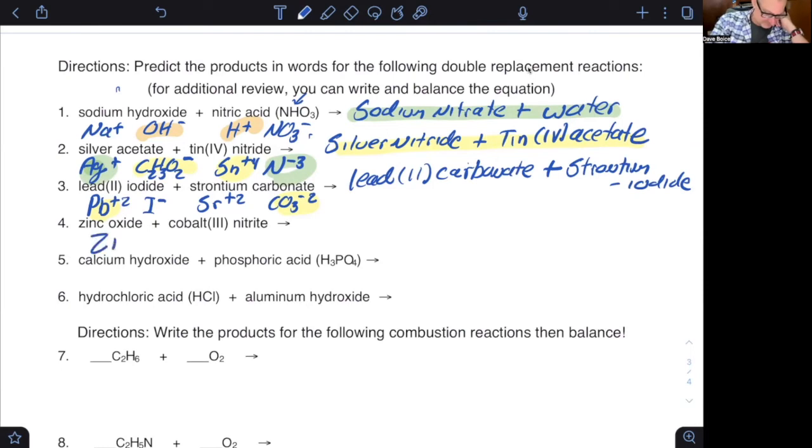So zinc, Zn, we talked about that earlier. Zinc has a set charge, it's +2. Oxide, so it's oxygen with a -2. Cobalt, which has a variable charge. In this case, it's 3, because you have your 3 here. And nitrite, ite. So just look at my periodic table, -3. So I'm going to put my zinc, which is my positive. We're just going to swap partners. So zinc is going to leave the oxygen and bond to the nitrogen. And so that's going to be zinc nitrite.